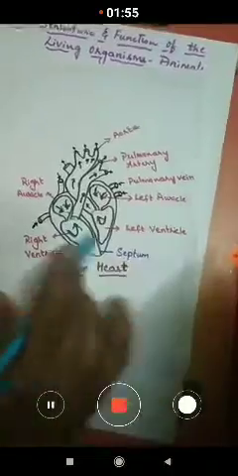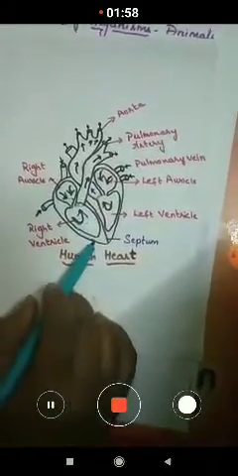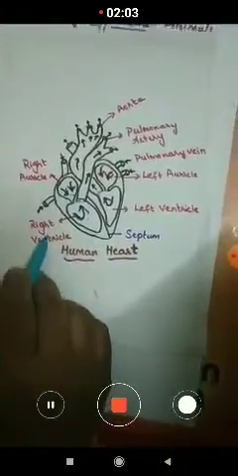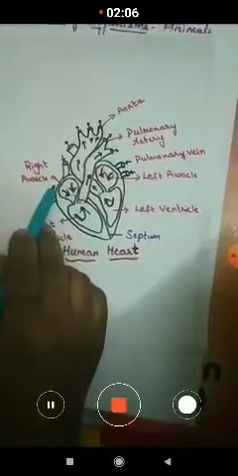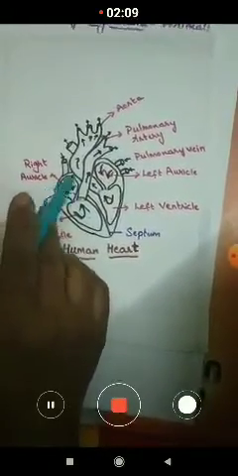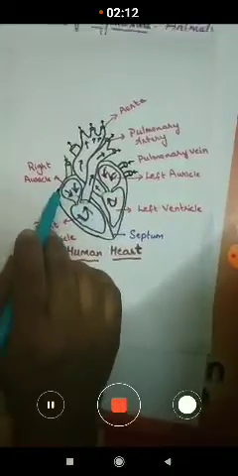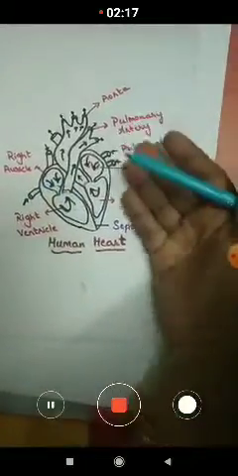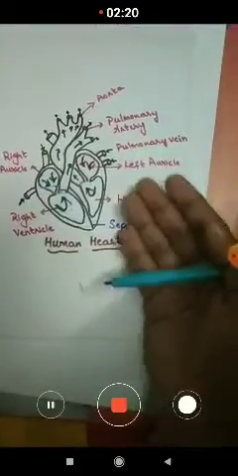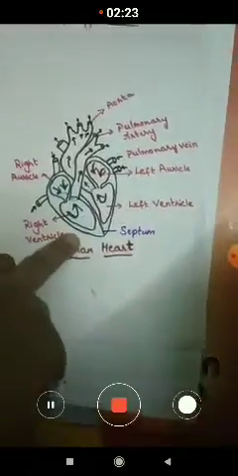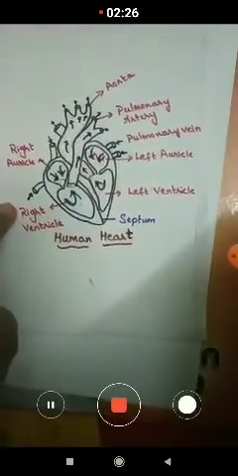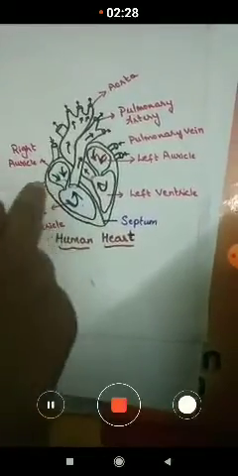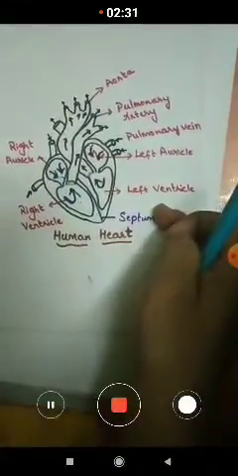Now here you can observe that this is the right side of the heart and this is the left side of the heart, the right auricle and the right ventricle. The right auricle receives the deoxygenated blood. Deoxygenated blood means the blood which contains carbon dioxide in it. And the left side of the heart receives oxygenated blood. We can call the deoxygenated blood impure blood also. Impure blood means it contains carbon dioxide. We can call the oxygenated blood pure blood as it contains oxygen in it.